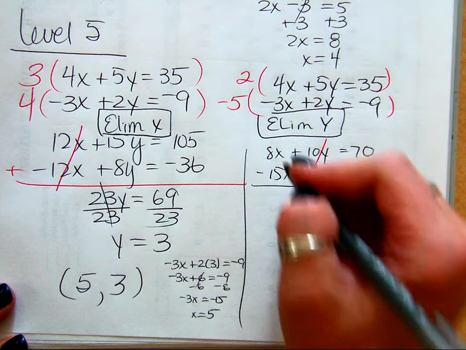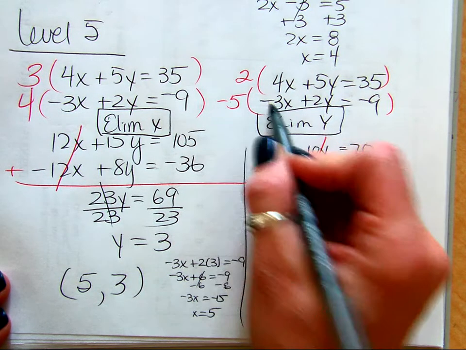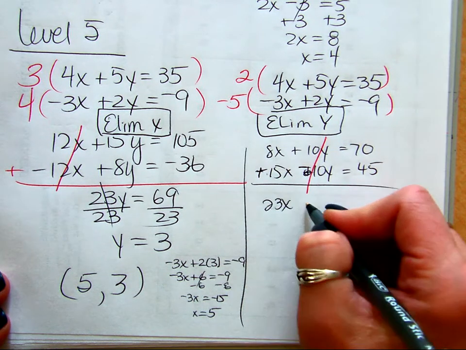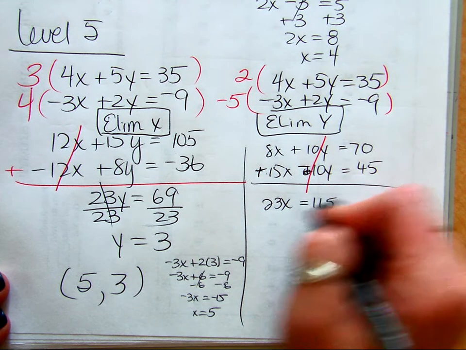Okay, never mind. That's why. Why didn't somebody catch me? I knew it was supposed to be 23x. That's why I was like, because negative times negative is positive. 23x now, we're getting there. 23x is going to equal what? 115. And if you divide, guess what you get?